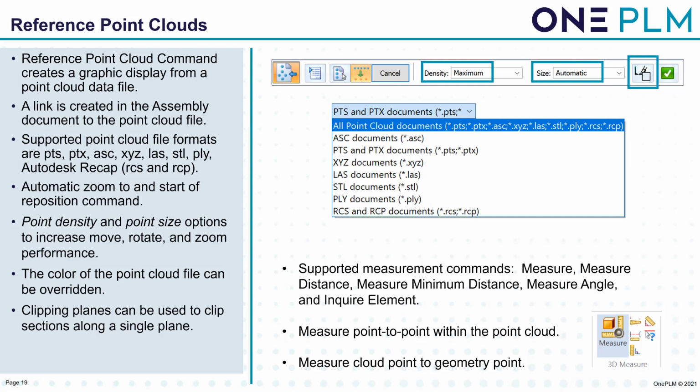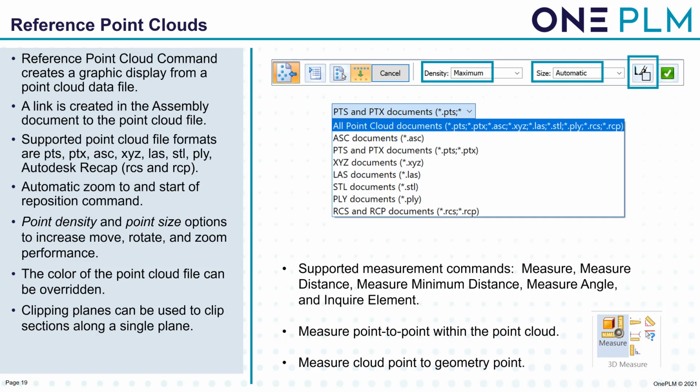Automatic zoom to and start of reposition command options are available on there. We've got point intensity and point size options to increase move, rotate, and zoom performance. For size, I would probably stay with automatic, which is pretty good from what I've had to go with. The color of the point cloud file can be overridden, so we can have them all a single color if we need to. And clipping planes can be used to clip sections along a single plane if we need to.